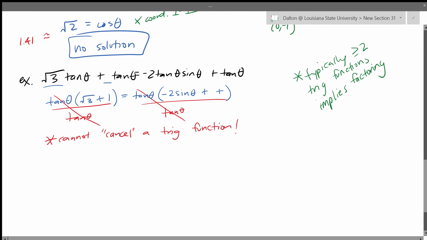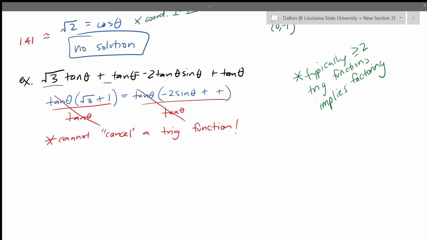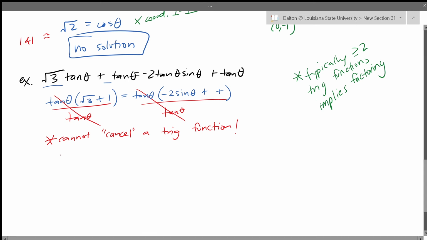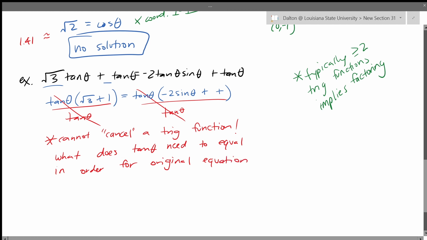So that's the danger of doing the algebra this way. What's going to happen is you just need to ask yourself, what does tangent of theta need to equal in order for the original equation to be true? So if you find yourself doing algebra, maybe you factored too early and you canceled something out. If you go back to the original equation, there might be an obvious answer.